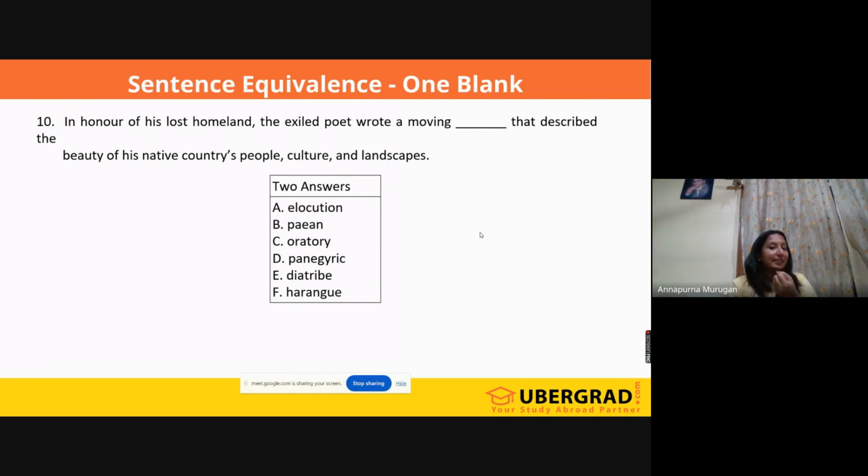So what is it that he is doing? He is writing. The poet wrote a moving, what is that? A dedication or a tribute to a lost country, isn't it? So now moving tribute should come there. So tell me, what is the word that is related to tribute?